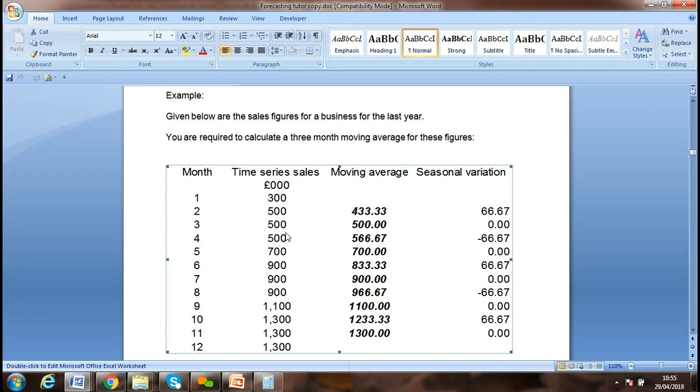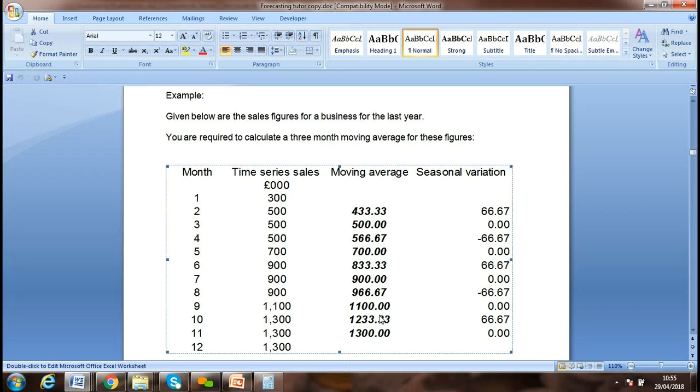Then I'm doing 1, 2, 3, that is 500, 700, 900. Sorry, it's 700 because 1200 plus 900 will be 2100. 2100 divided by 3 will be 700. You carry on doing this. For the first and the last year we don't need to calculate, because of course nothing will be left. Are you getting me?